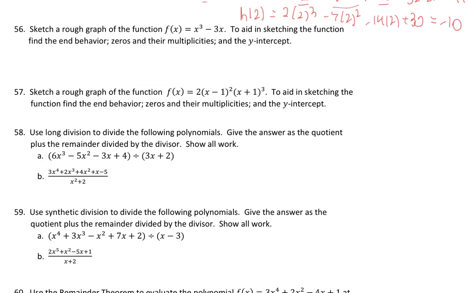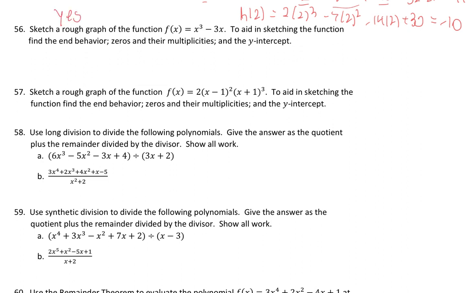So these are different signs. It goes from positive 11 to negative 10. So again, I don't know what it looks like in between, but I do know somewhere it has to cross. So yes.